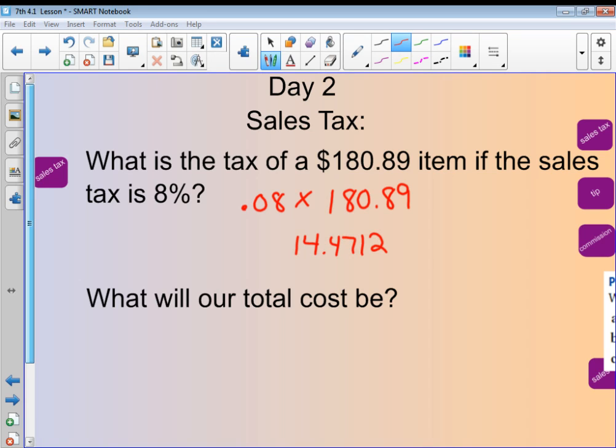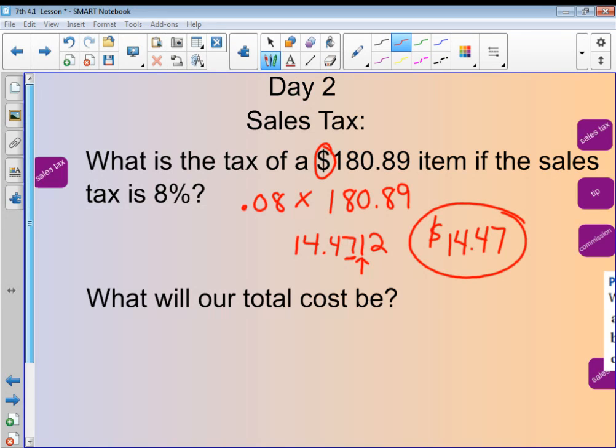14.4712. You have to remember we are working with money. Money does not have 4 decimal places. So paying attention to the fact that when we work with money, we want to see the 2 decimal places. You always round to the second decimal place. So we're going to look at that number behind it and decide, are we going to round that 7 up to an 8, or will the 1 tell it to stay a 7? It'll tell it to stay a 7. So $14.47. Okay, that's how much tax we paid.